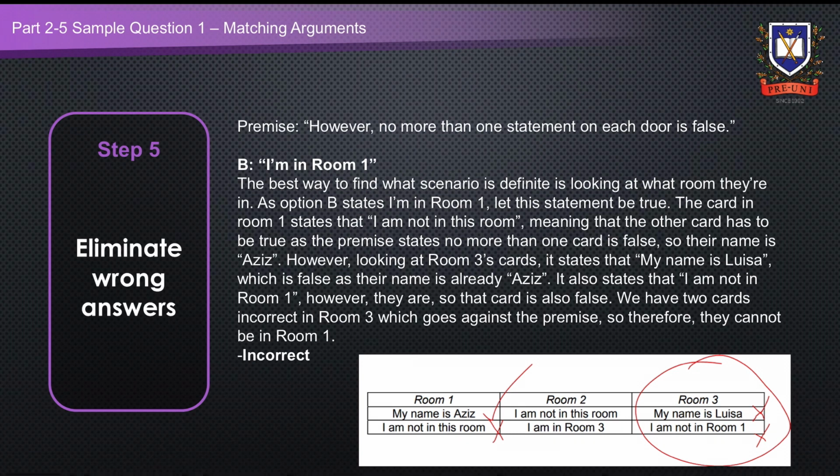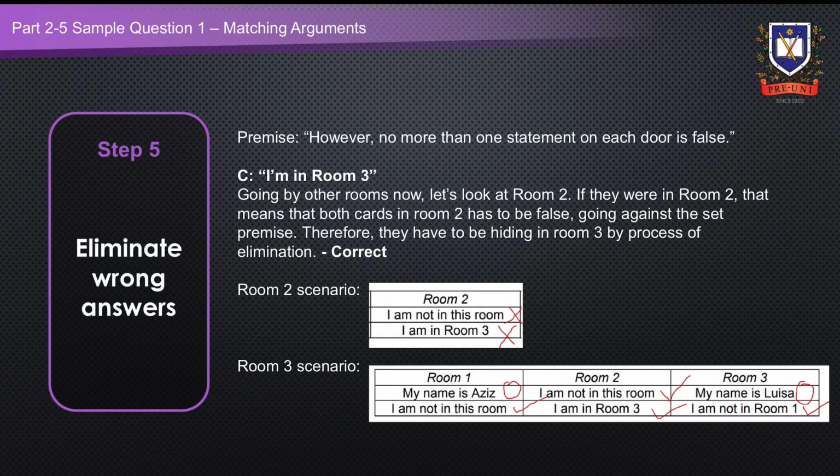However, looking at room 3's cards, "I am not in room 1" is false as they are in room 1. "My name is Louisa" also has to be false as their name has to be Aziz from room 1. This presents an inconsistency as both cards are false, but the premise stated otherwise. Therefore, option B is incorrect.